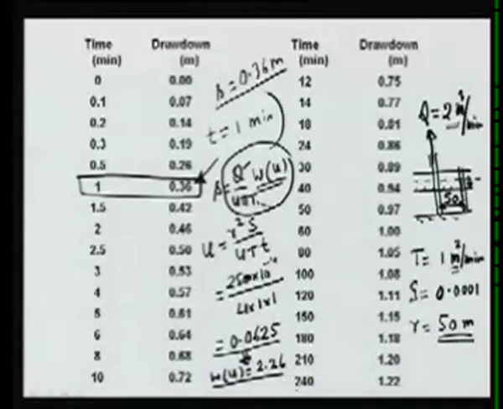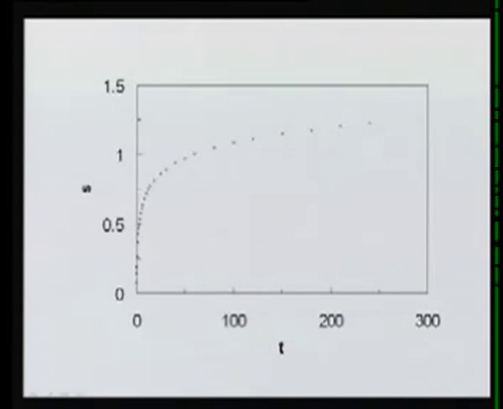So for 1 minute we have 0.36 meter of drawdown. Similarly, you can see that at the end of the measurement, which is 240 minutes or 4 hours, there is a 1.22 meter drawdown in the observation well, which is 50 meters away from the pumping well. This data is shown in the plot here. So we have the time here in minutes and S is in meters. So this shows the time versus drawdown curve at the observation well, which is 50 meters away from the pumping well. And we can see that initially the drawdown is increasing very fast, but then as time progresses, the rate of increase becomes slow.